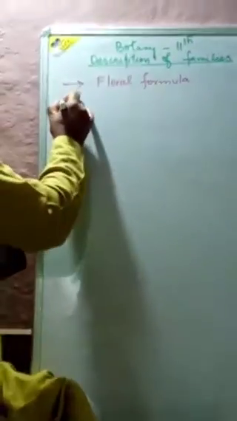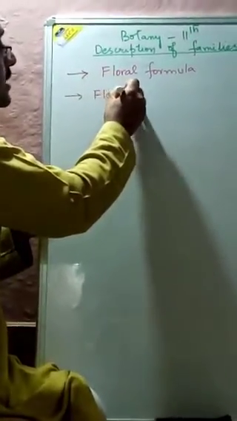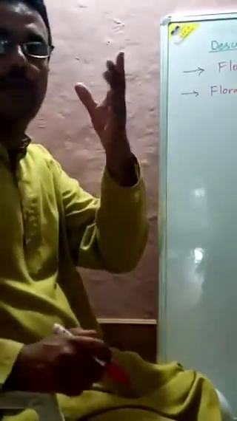Second one that we have to study in those families is the floral diagram. Here we draw the diagram of the flower, but not the complete diagram of how it looks. In a very precise form we draw the diagram, and in that diagram we show the different whorls of the flower in a diagrammatic way. That is called the floral diagram.